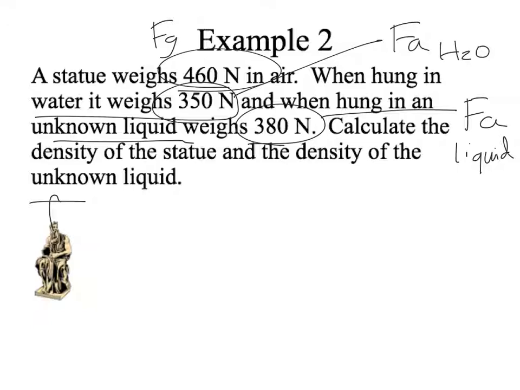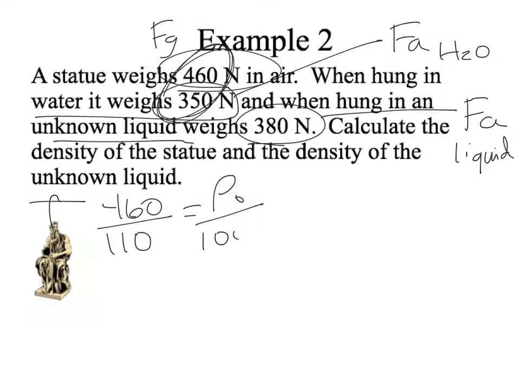So what we're going to basically do is, again, because it's completely submerged, surrounded by water, we're going to go F sub g, which is 460, over F sub b. Now that's going to be the difference between these two, right? So that'll be 110 newtons. The density of the object, we don't know what it is, but it is in fresh water, so we know the density of the fluid. The density of the object then turns out to be 4,182 kilograms per cubic meter.